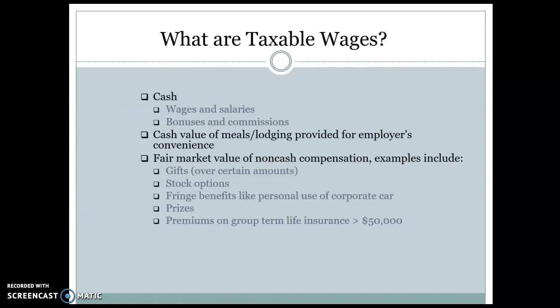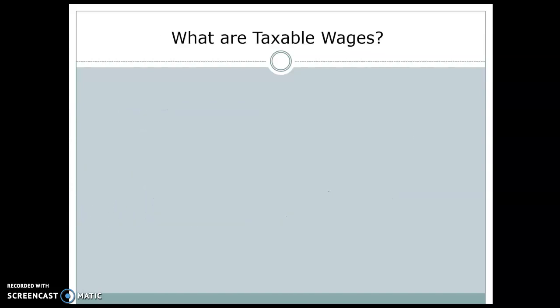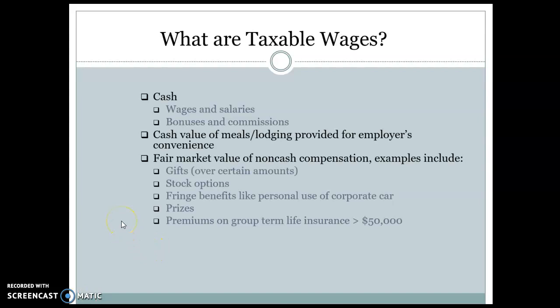Okay, this slide is looking at which things are considered taxable wages. So any type of cash that you get, in other words, you get a check or a direct deposit into your checking account, okay, that's considered wages and salaries, and that includes any bonuses, commissions, vacation pay, anything else like that that you get paid cash for, okay?